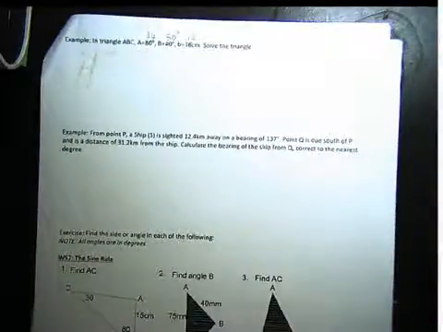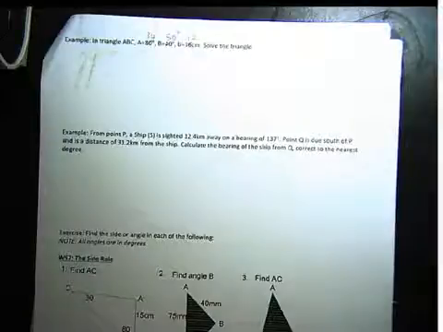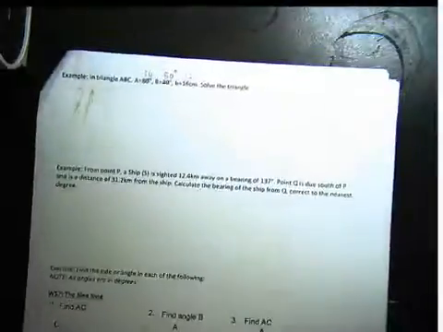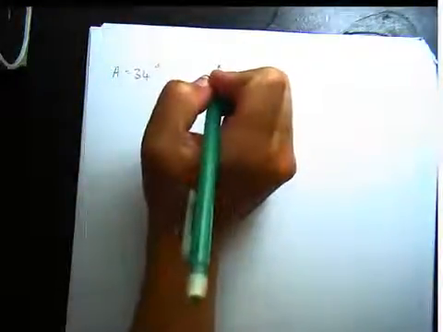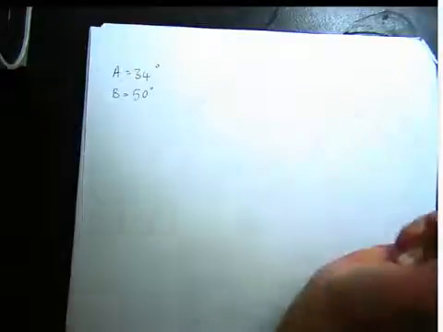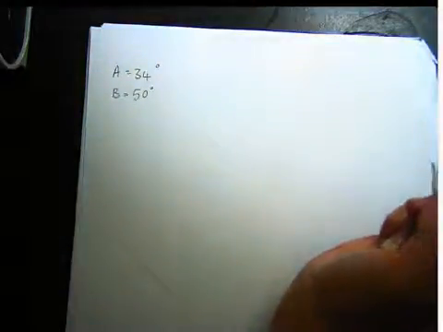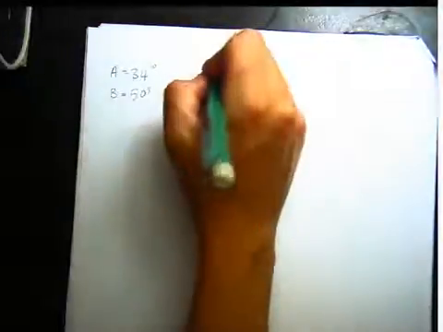Now, I've just changed the example slightly because the one that was there wasn't actually a real triangle, didn't work. So I've just changed that for you. All right, so let me just do it on a piece of paper here. Okay, so we've got angle A being 34 degrees. We've got angle B being 50 degrees. And let's make side A 12 centimetres, and we've got to solve the triangle.